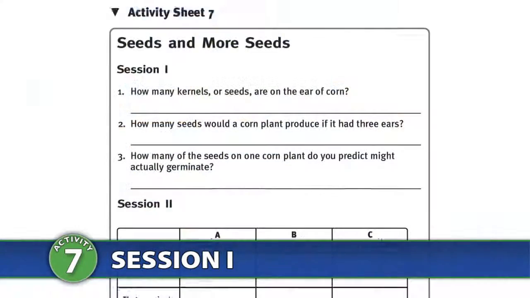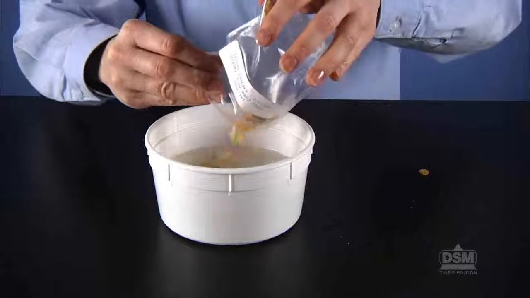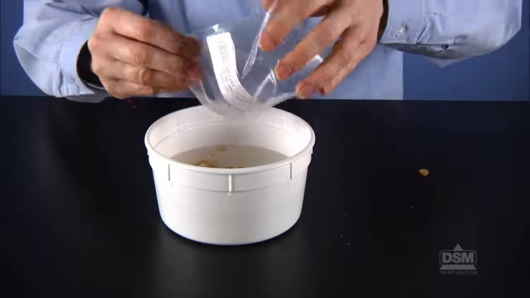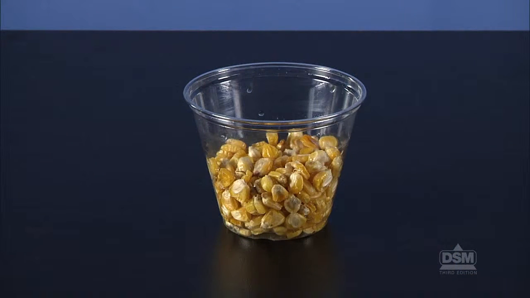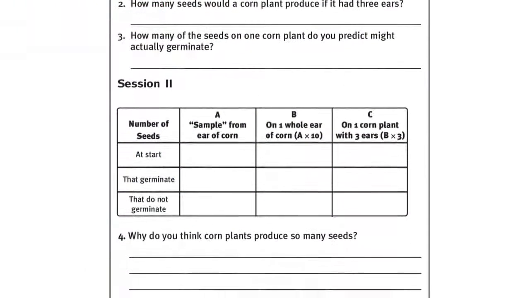To prepare for the activity, make a copy of Activity Sheet 7 for each student and soak corn seeds in water overnight. Divide the corn seeds equally among the plastic cups so that each team receives at least 60 soaked seeds. To begin Session 1, hand out a copy of Activity Sheet 7 to each student.